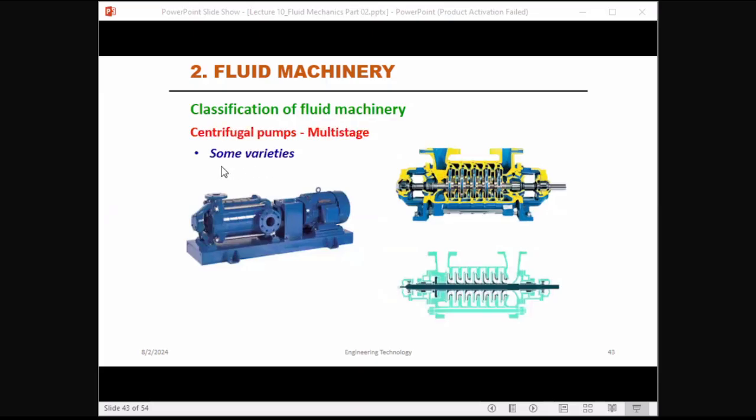Here you can see multi-stage centrifugal pumps. This centrifugal pump consists of a few impellers. Here you can see multiple impellers mounted on a single shaft. This is the one shaft, these are the impellers, and this is the casing of the pump.